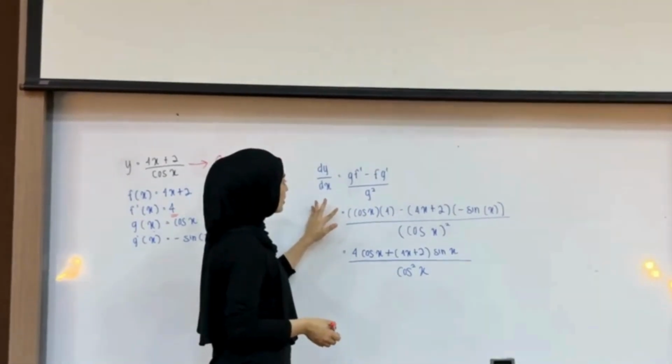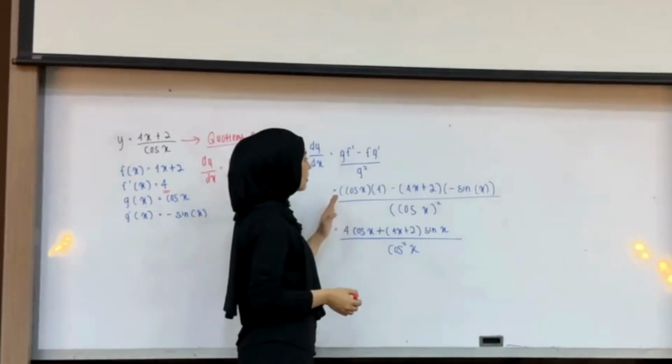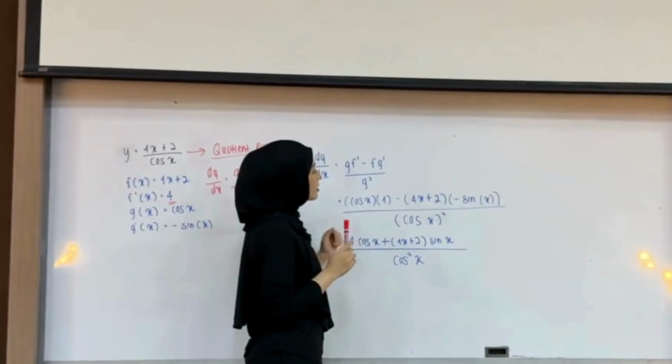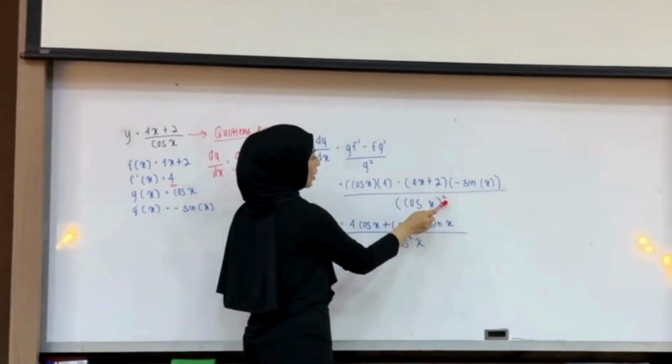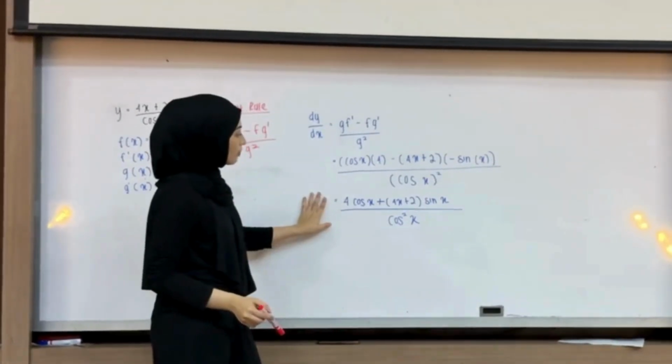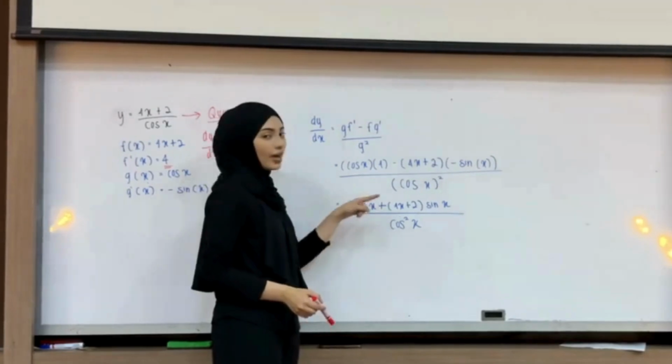So we're just going to put g as cos x, f prime as 4, minus 4x plus 2 as f, and minus sin x as g prime, over cos x squared. And the answer is going to be 4 cos x plus (4x plus 2) sin x over cos squared x.